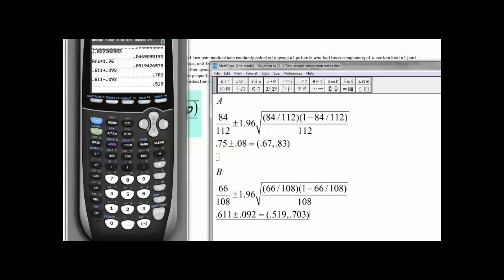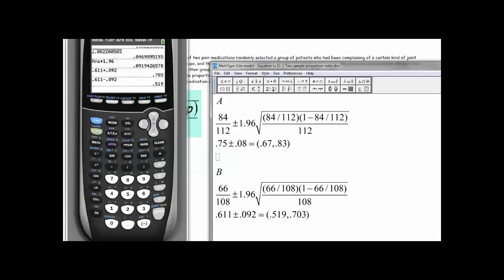Okay, let's just breathe now that we've finished that calculation. Let's just compare the two intervals. A goes from 67 to 83, and B goes from 51 to 70.7. And so the question is, is there enough of a difference between the two intervals to say that there is a significant difference between them?